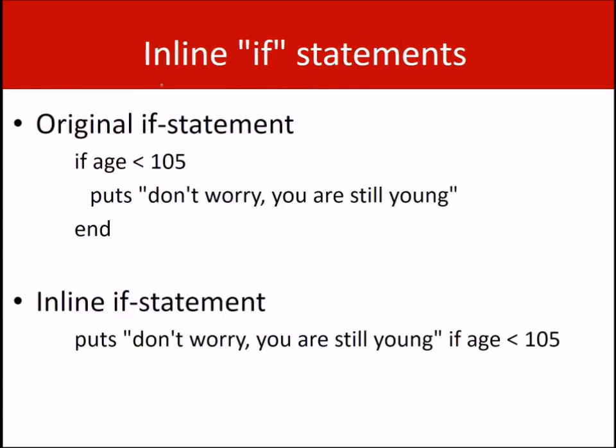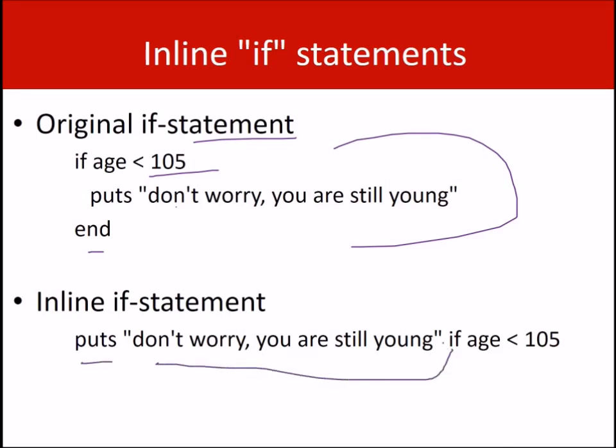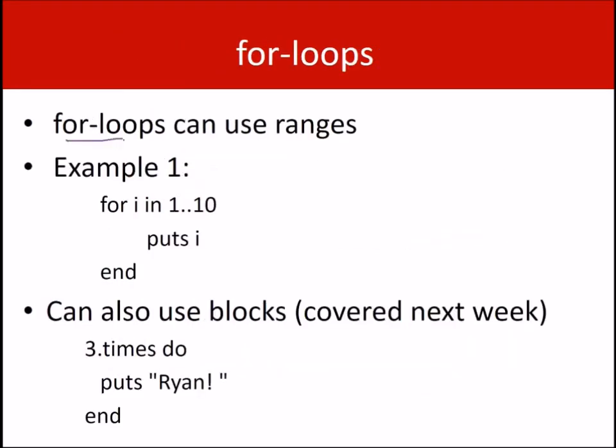Then you have inline if statements. The original if statement, like if age is less than 105, put something and end. You have an inline if statement. What does it mean? This was the customary form, we know about this, or we have used a similar construct in other programming languages. But in this inline if statement, you just say something, and then if age is less than 150. So this is in just one line. This is called inline.